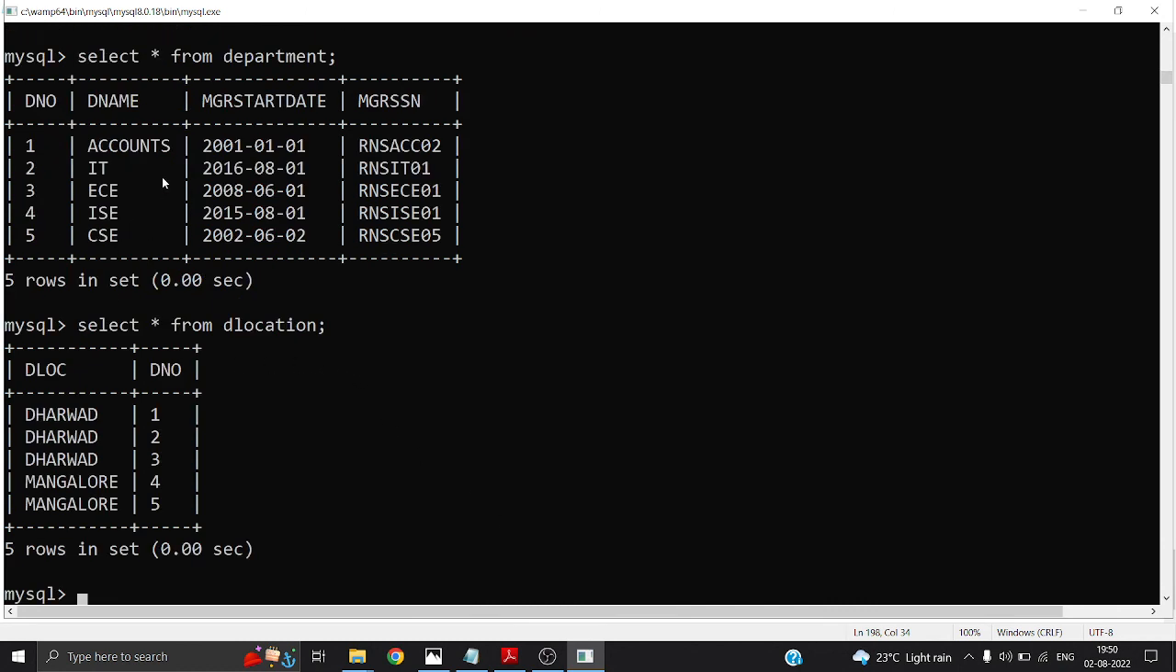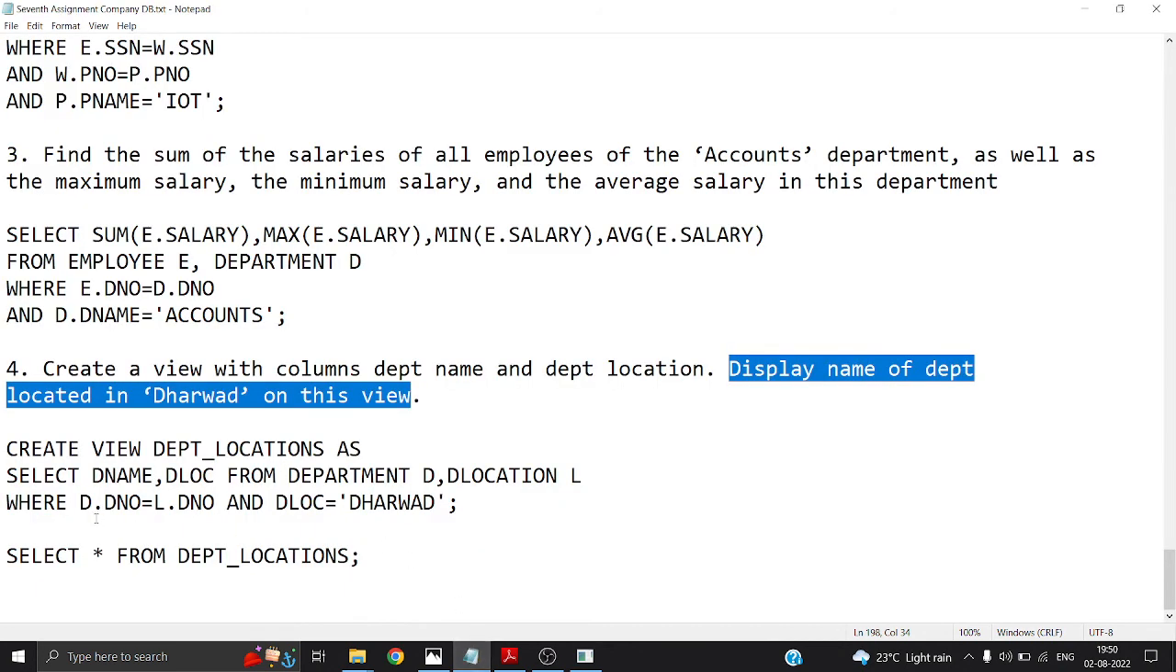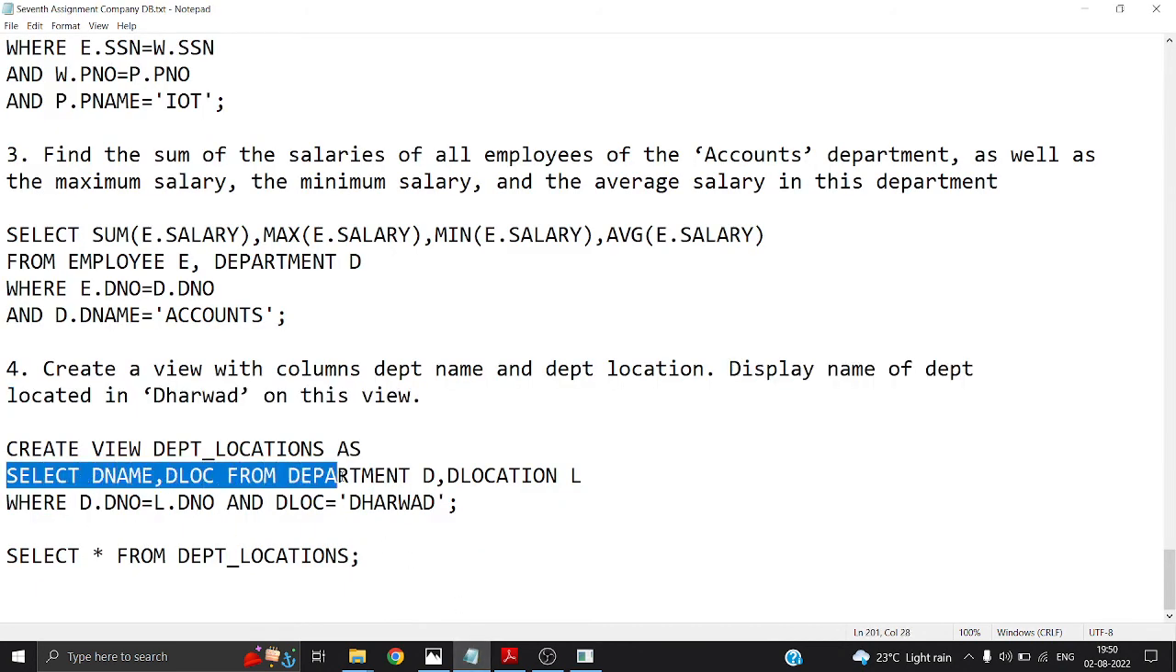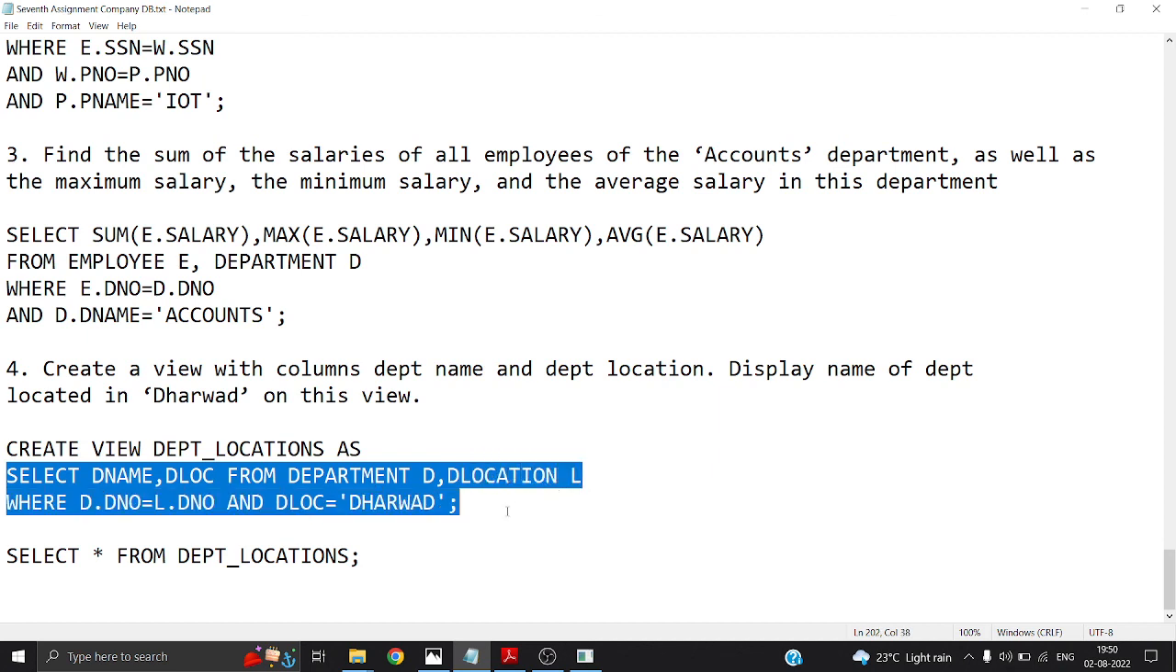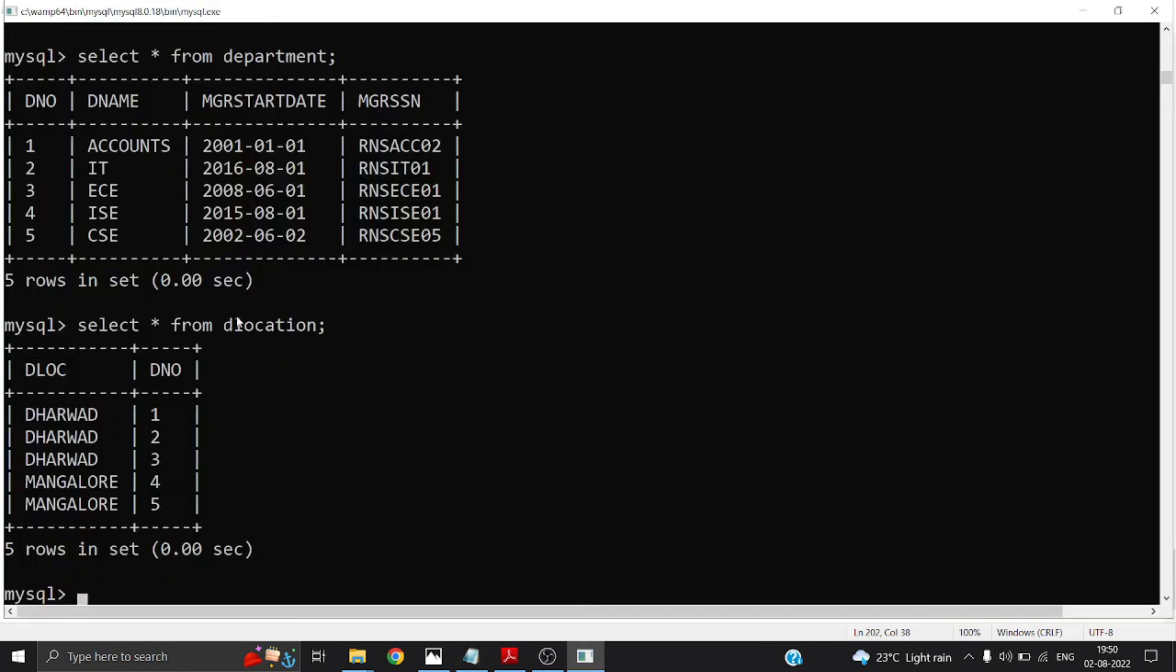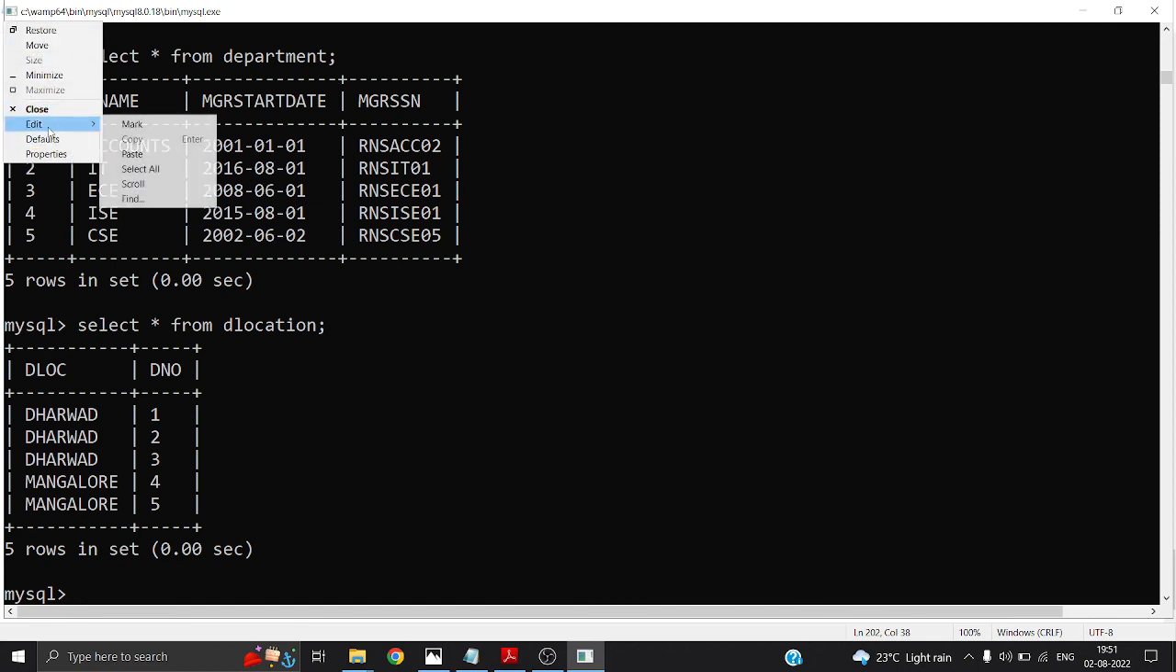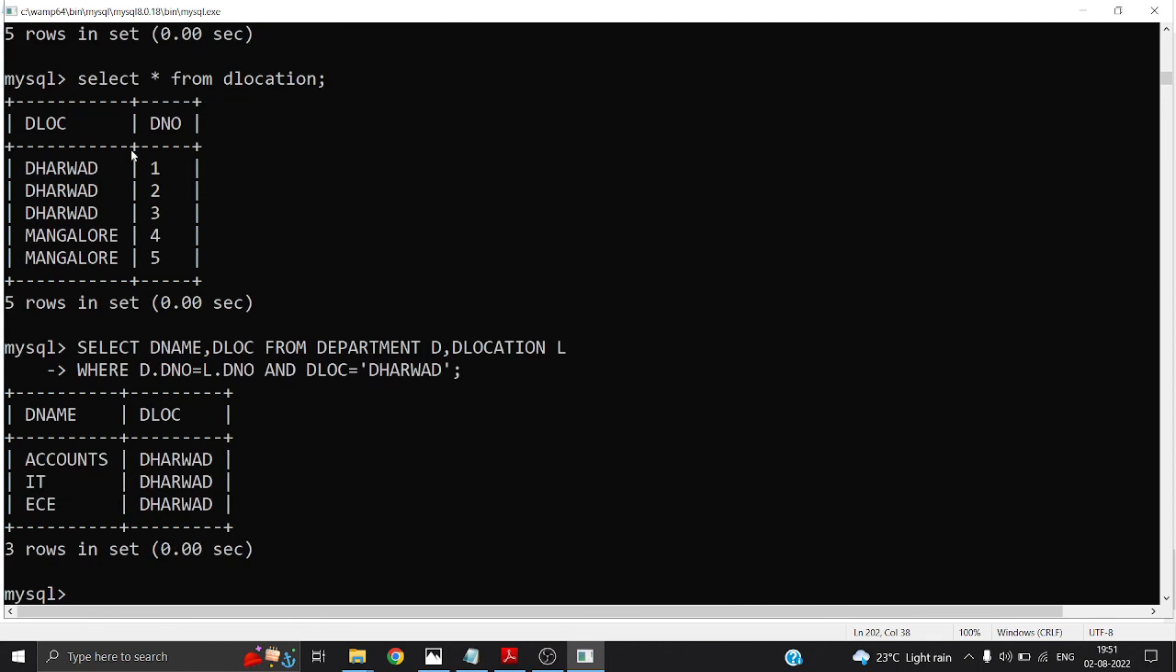So in order to get the output for this query, we are supposed to refer to these two tables. So we need department name and we need department location. As these two tables have the common field department number, we have taken that as the condition. Select dname, dlocation from department D, dlocation L, where D dot department number equal to L dot department number, and the condition is on dlocation. So if we execute this query without creating the virtual table, we get the output like this. Okay, so this is an output, but actually our requirement is what? We need to create a virtual table for this particular query.